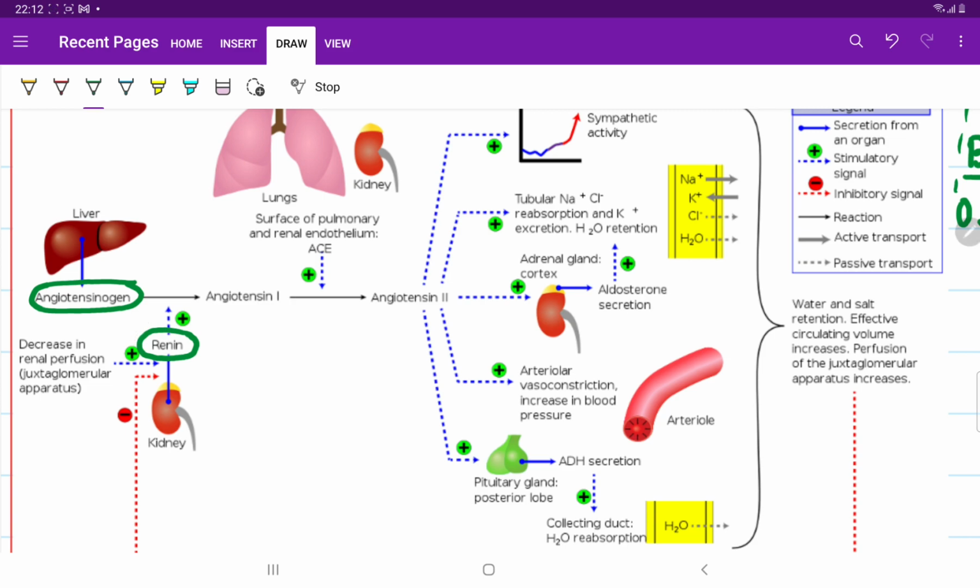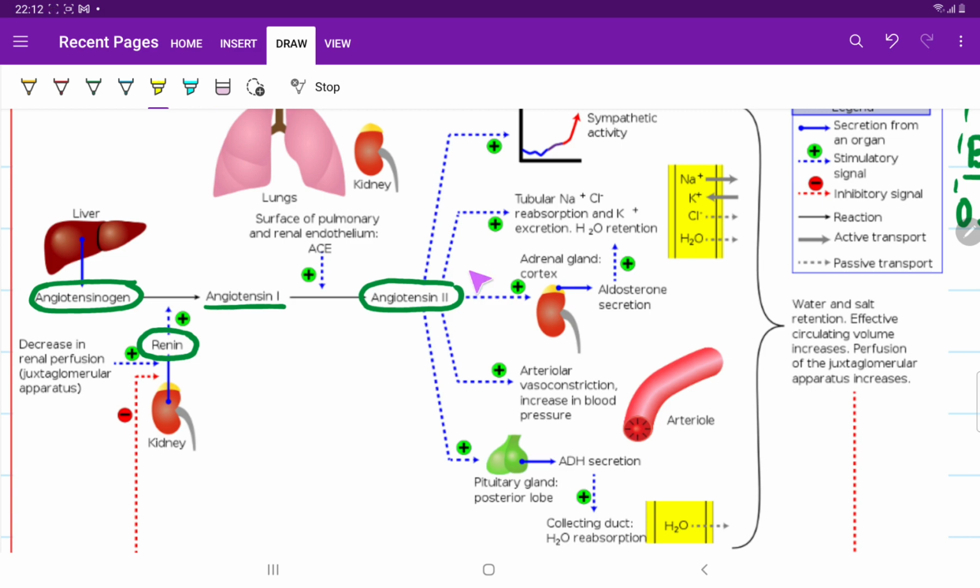Now what does renin do? When the liver releases this angiotensinogen into the blood, renin converts it into angiotensin first. And this angiotensin first is converted into angiotensin second by an enzyme secreted by the lung that is called angiotensin converting enzyme. Yeah guys, this is angiotensin converting enzyme. Clear? So the angiotensin converting enzyme secreted by the lungs converts it into angiotensin second.